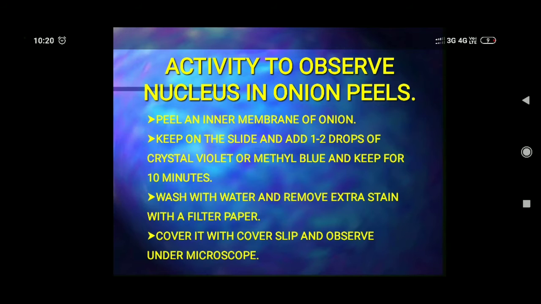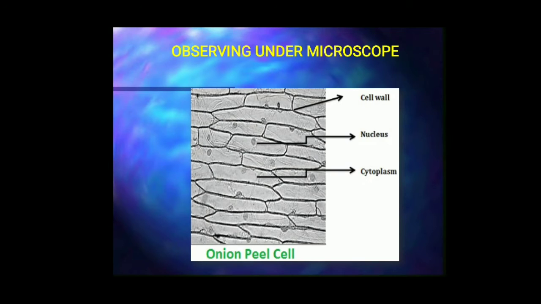After adding that, you have to keep it for 5 minutes, and after that you have to wash it with water, and the extra stain you should remove by using filter paper. Then cover the tissue with the cover slip and observe under the microscope. So when you observe under the microscope, you can see the darkly stained bodies. Those are nothing but the nucleus. Along with the nucleus, you can see the cytoplasm and also cell wall of the onion peel cells.